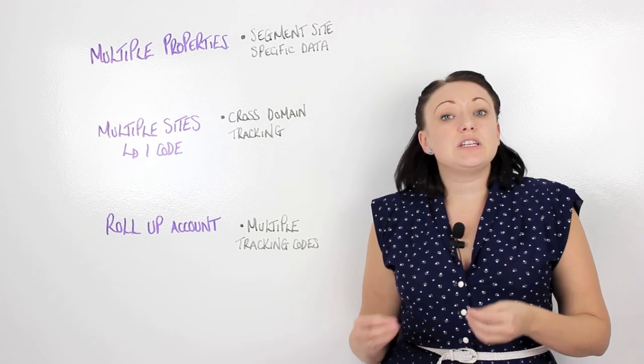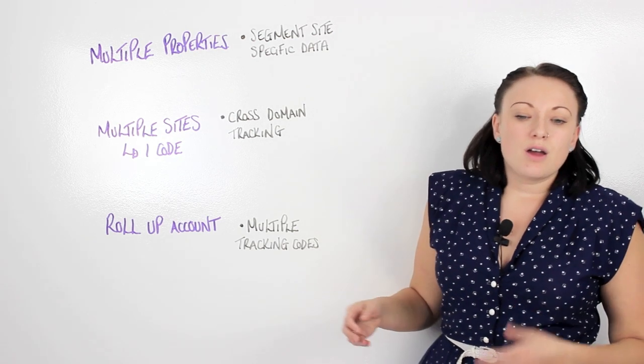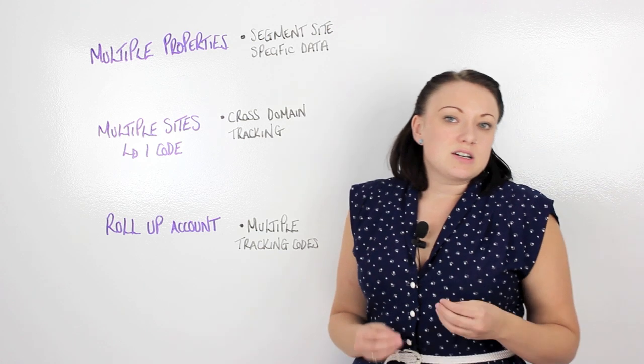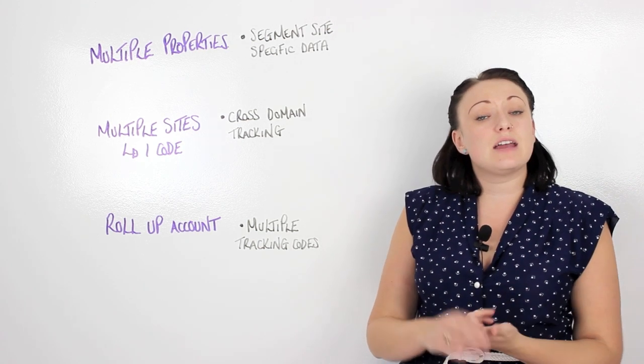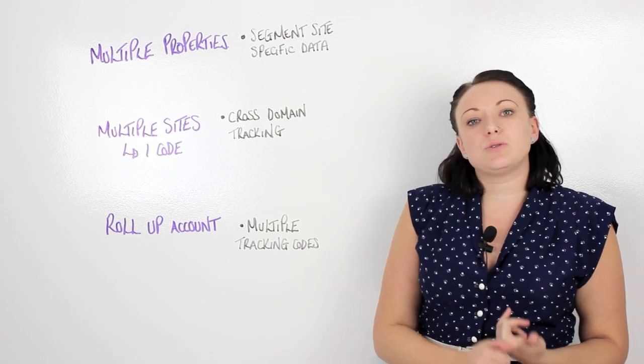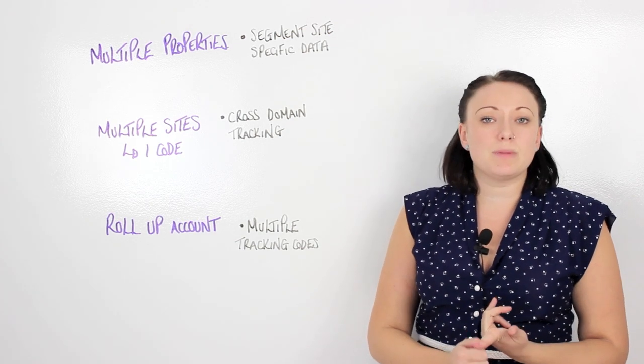Now this is great because obviously you get the benefits of both methods, but there are a couple of things that you need to consider should you choose this method. The first thing is that, again, within the overarching account, you need to ensure that cross-domain tracking is implemented.